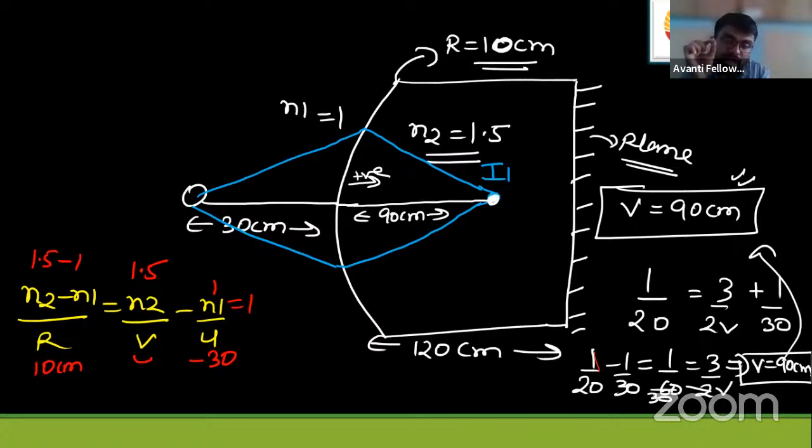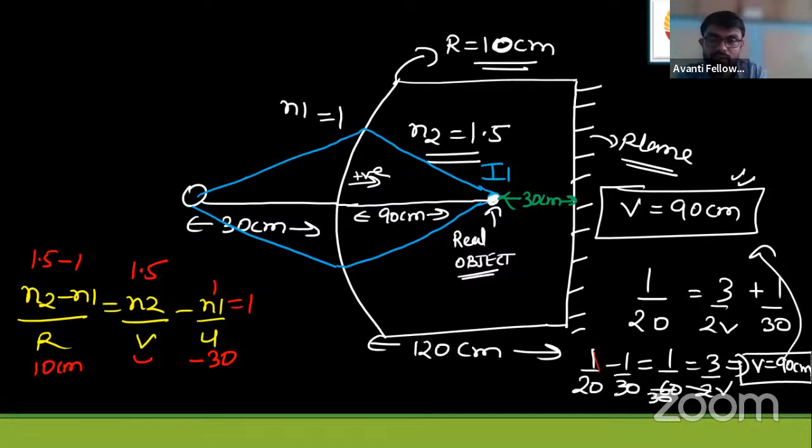Now this I1, the first image, will be acting as a real object for the plane mirror. So what is the remaining distance? It is 120 minus 90. What is 120 minus 90? It is 30 centimeters. So I will write here, it is 30 centimeters.